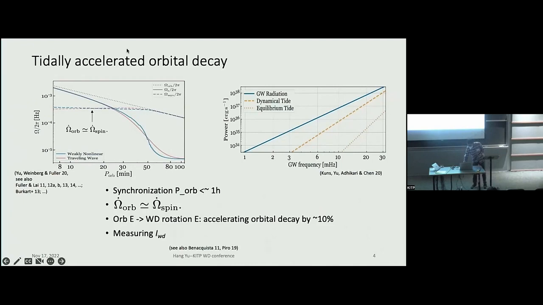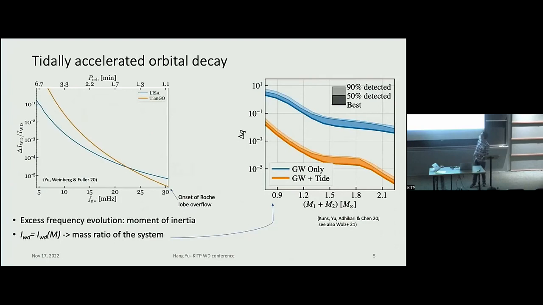And from this plot, for those compact white dwarfs, this effect can actually modify the point particle frequency decay rate by something like 10%. And that's actually a quite strong effect. Basically, by measuring this excess frequency evolution, we can measure the moment of inertia of the white dwarf. So for the compact binaries, if the orbital period is smaller than something like 5 minutes or so, we can actually achieve percent level accuracy in determining the moment of inertia of the white dwarf.